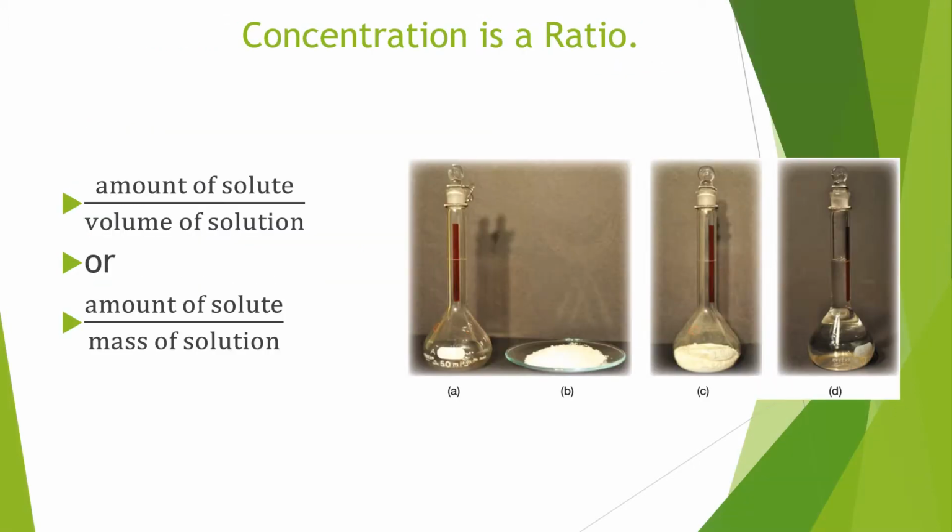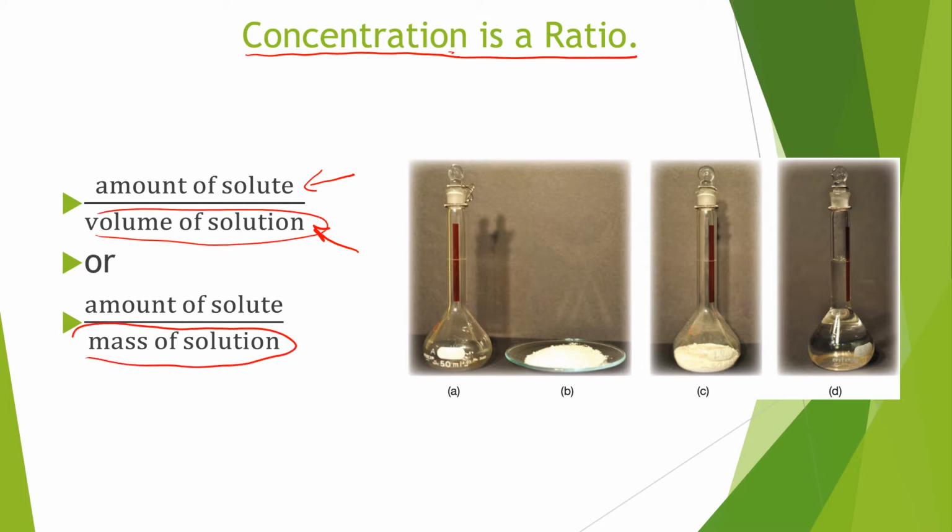Reporting the concentration of a solute in a solution is done routinely in any chemistry laboratory. The concentration of a solute is a quantitative measure of the amount of a solute in a given volume or mass of total solution. Thus, concentration is just a ratio. So therefore, we can say that concentration is a ratio where the numerator represents the total amount of the solute and the denominator represents either the volume of solution or the mass of solution.